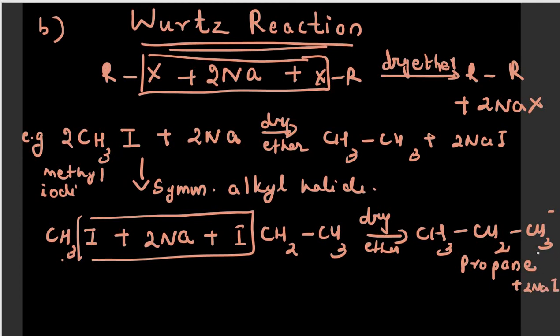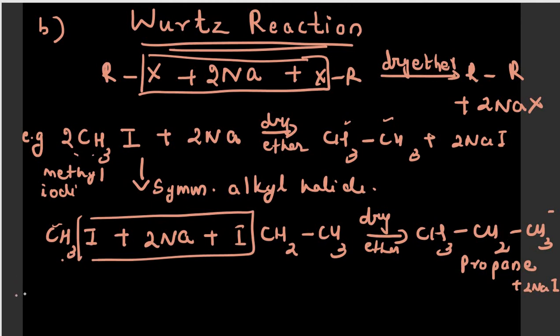So here you can see that because the 2 alkyl halides are different, what is happening here? We are getting the product with odd number of carbon atoms. Here since we are using symmetrical alkyl halides, we are getting even number of carbon atoms. But for the case of unsymmetrical, here 1 carbon atom is there, here 2 carbon atoms are there. We are getting a product with what? We are getting a product with odd number of carbon atoms.